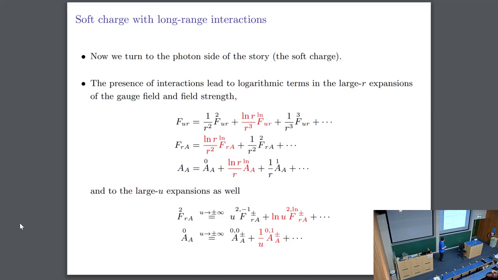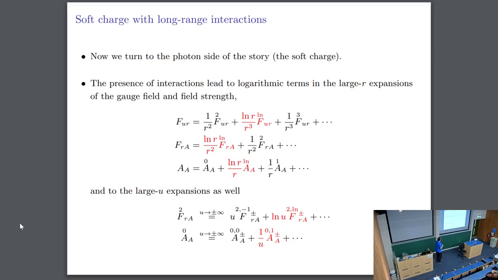Not only that, because we have to match the asymptotics, the infinite u asymptotics has to match with the infinite rho asymptotics of the time like infinity, we have additional terms that come up in the large u expansion. So I've listed some things here. This term that goes like 1 over u on the gauge field will have a critical role in this story.